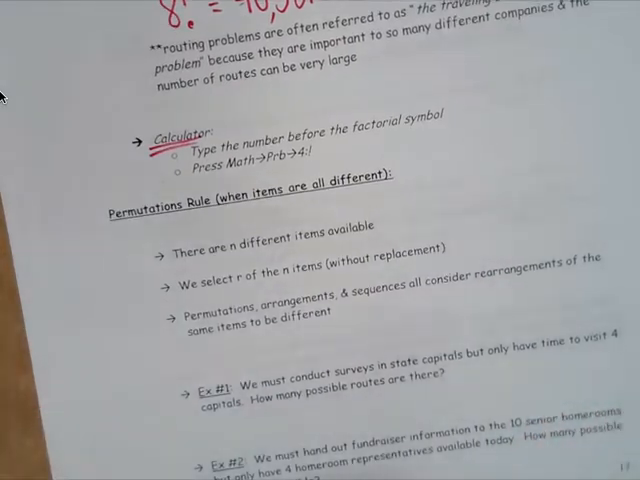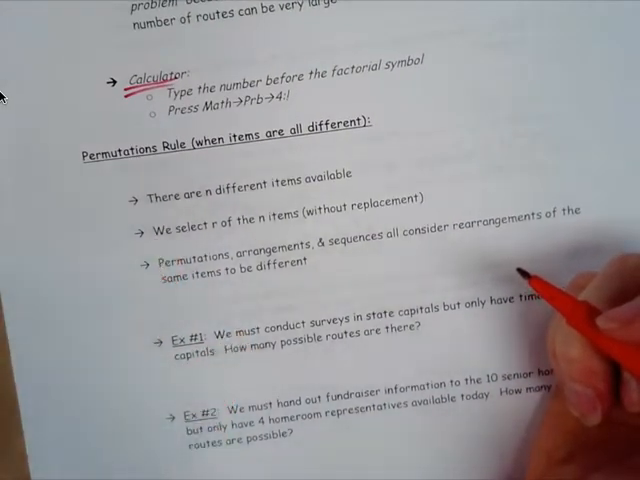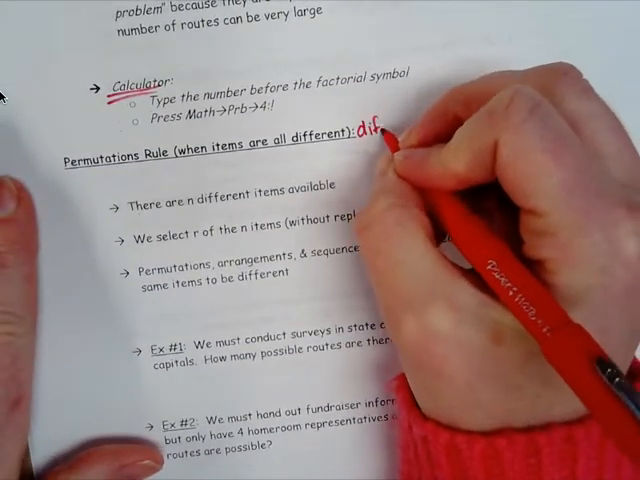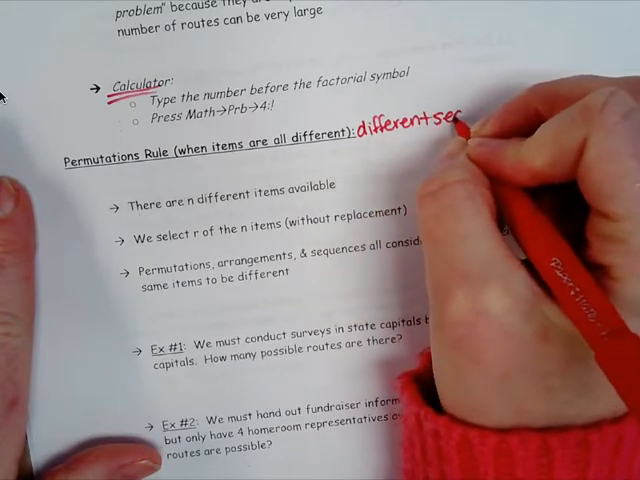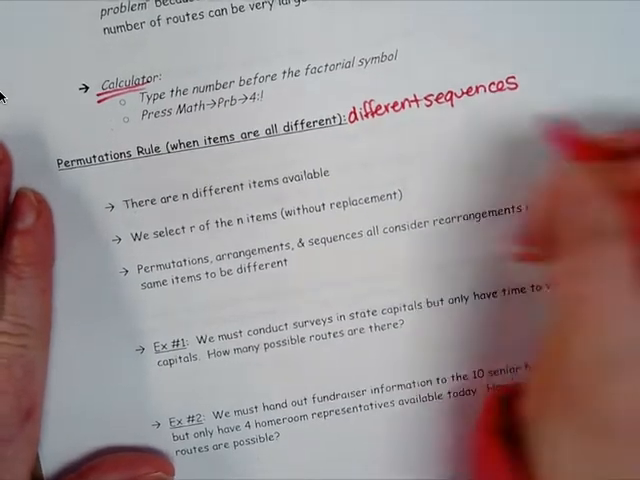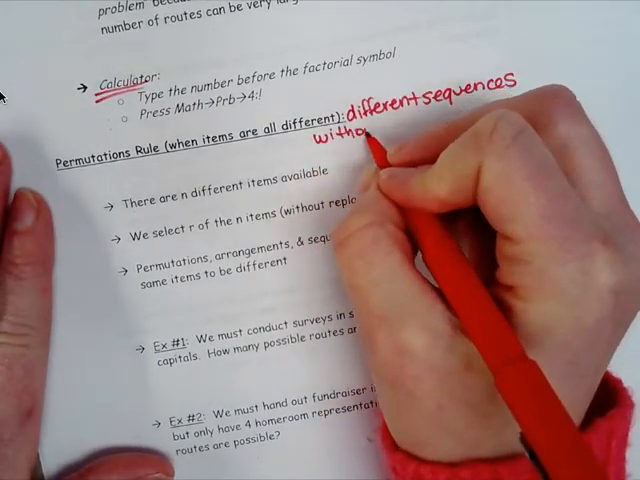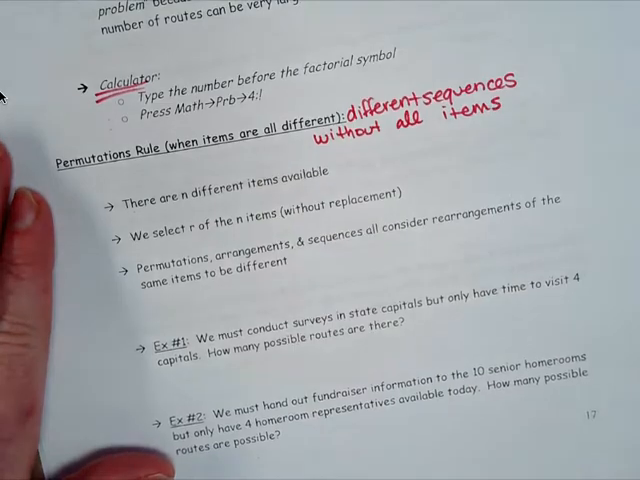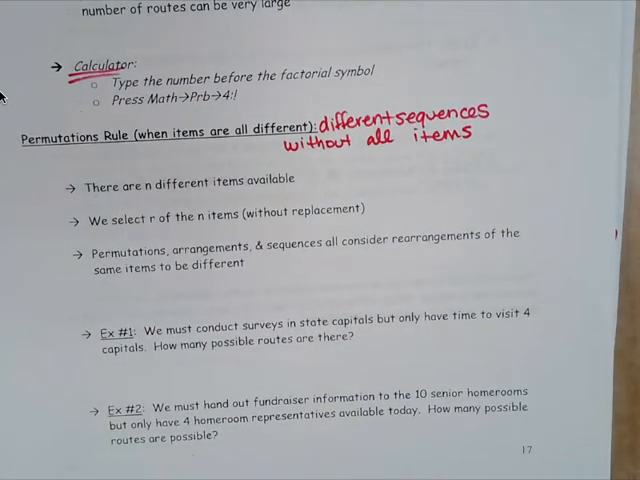All right, permutations, when items are all different. So you are going to do different sequences, without using all the items. So you could choose to skip a couple. So let's say we have 50 capitals and we only want to choose 2 of them. How many different outcomes could there be if we choose 2 out of the 50? So this is what's called a permutation.